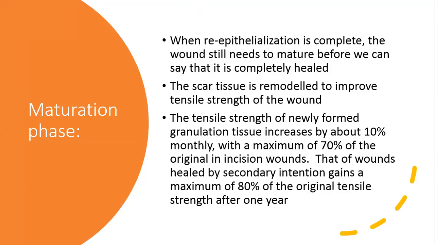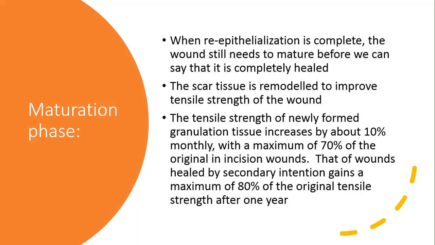Then the last phase of our wound healing, we speak about the maturation or the remodeling phase. This refers to when re-epithelialization is complete. The wound still needs to mature before we can say that this is completely healed. So the scar tissue is remodeled to improve the tensile strength of the wound. This means that the scar tissue gets stronger and the wound won't just tear open. The scar will become mature and it will actually close that area of the skin.